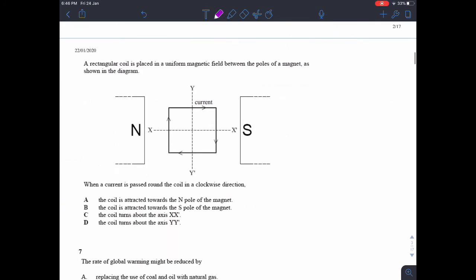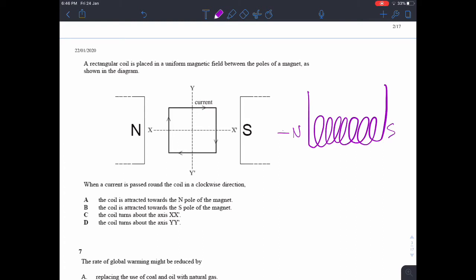Question number 6. A rectangular coil is placed in a uniform magnetic field between the poles of the magnet as shown in the diagram. When a current is passed around the coil in a clockwise direction, what happens? Well, if you remember that a coil behaves like a bar magnet.